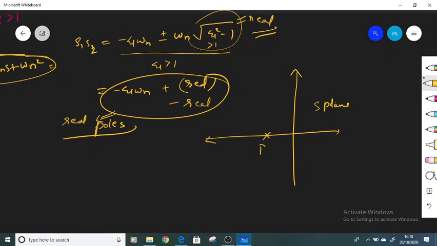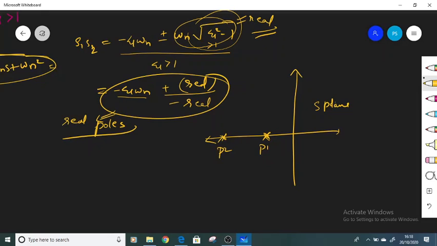I can write this as P1. Both the poles, are they going to be the same like in the critically damped case? No, the two poles that we are getting are not going to be the same. One is minus zeta omega n plus omega n under root zeta square minus 1. Another is going to be minus, minus. So there are two poles, and both the poles are real in nature and unique in nature. They are not the same, they are different.